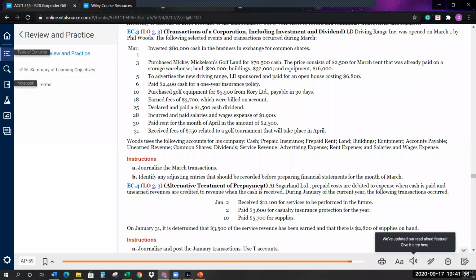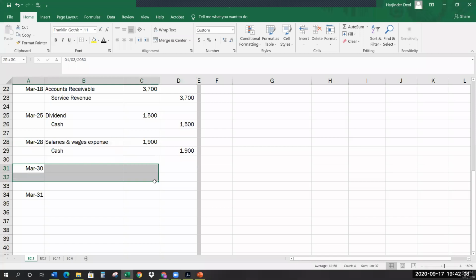On March the 30th, paid rent for the month of April in the amount of $2,500. We are in the month of March, and if we are paying the rent for April, then we will record this as prepaid rent at the end of March when the payment is made. So debit to prepaid rent and credit to cash.